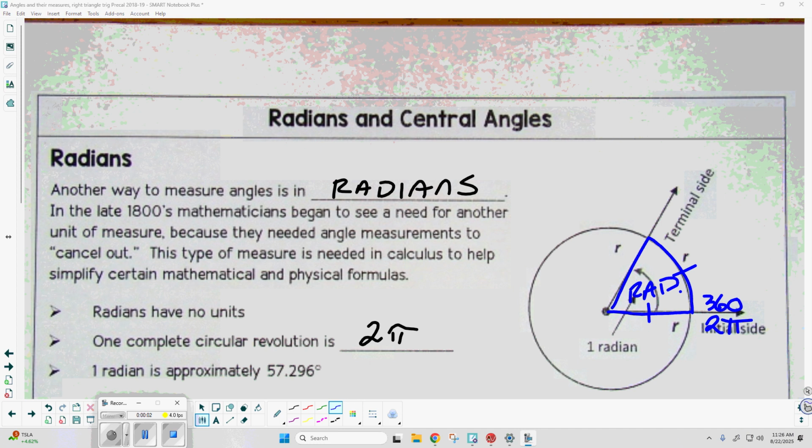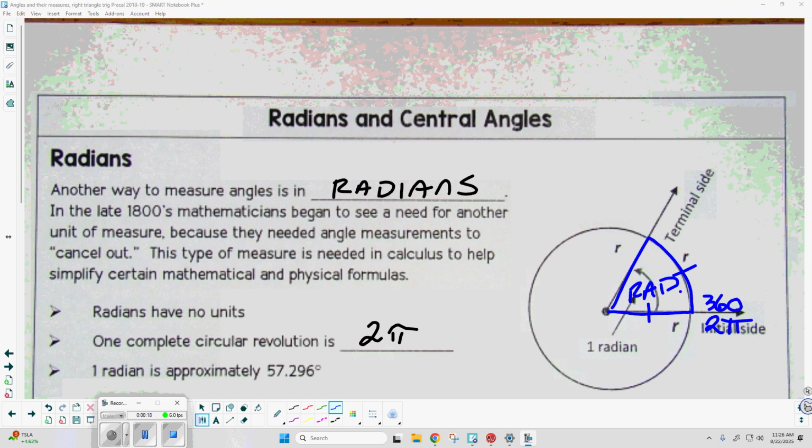Okay, so if you will go ahead and pull out your angles and their measures packets. Okay. We'll do a quick recap of what we did yesterday, and then I want to go ahead and do a few more problems where we're sketching radian measures.